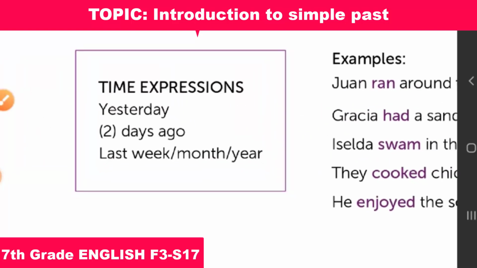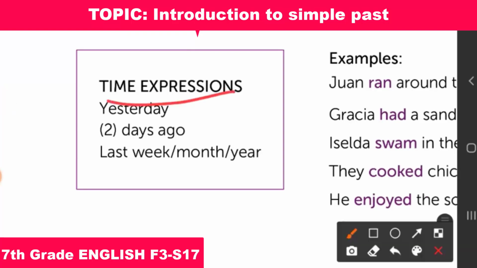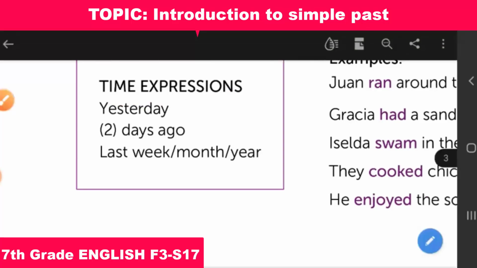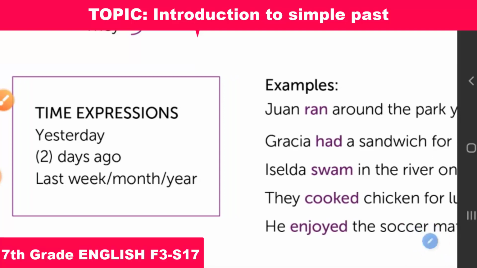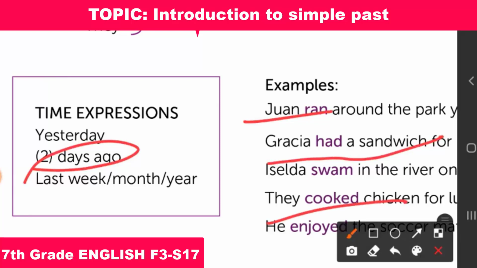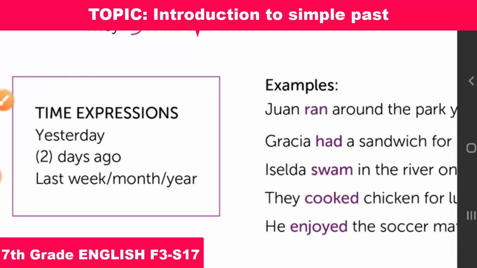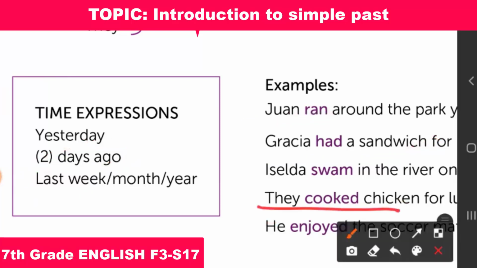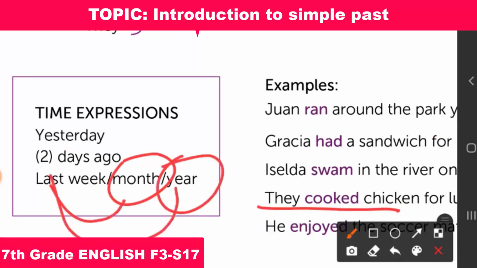Time expressions. Expresiones de tiempo. For example, you can say Juan ran yesterday. Oh, Gracia had a sandwich 2 days ago. Or they cooked chicken last week. You can say, for example, they cooked chicken last month. They cooked chicken last year, for example.